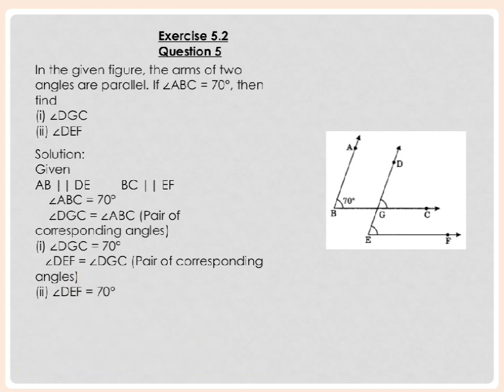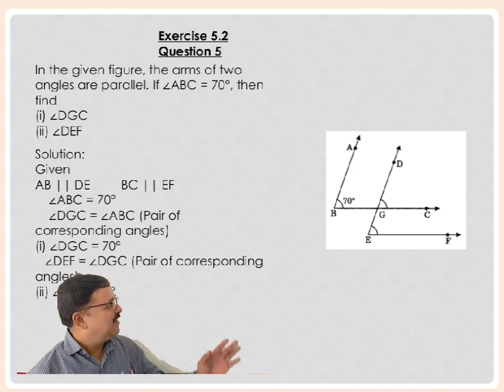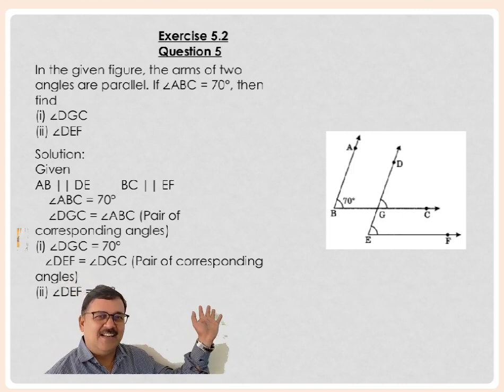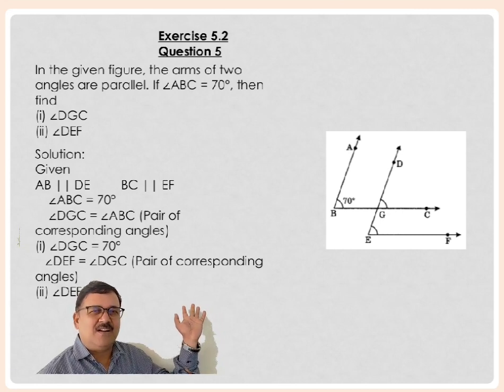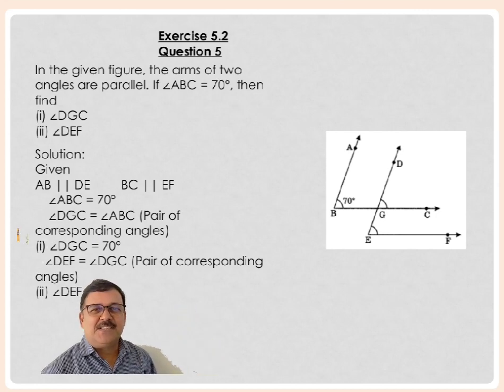Each pair of interior angles on the same side of the transversal, which are called co-interior angles, are supplementary. Angle 3 plus angle 5 is equal to 180 degrees. Angle 4 plus angle 6 is equal to 180 degrees.